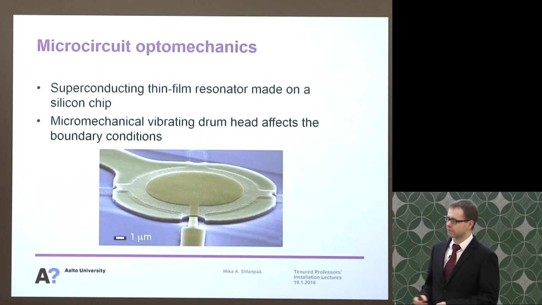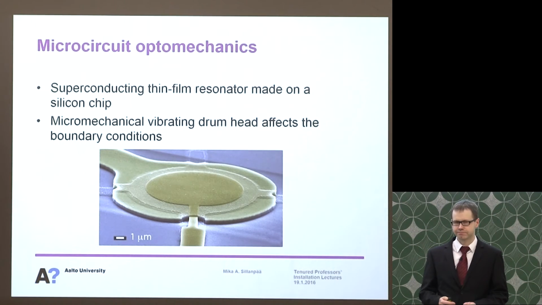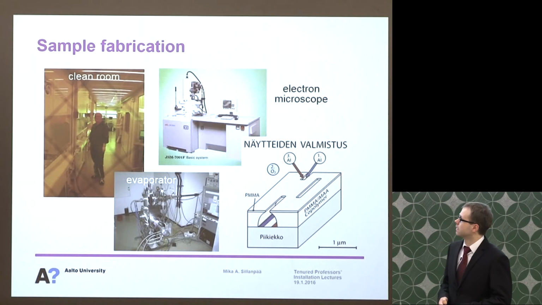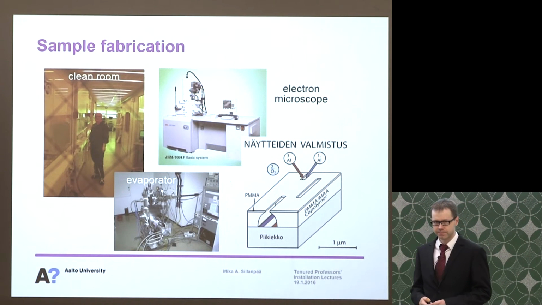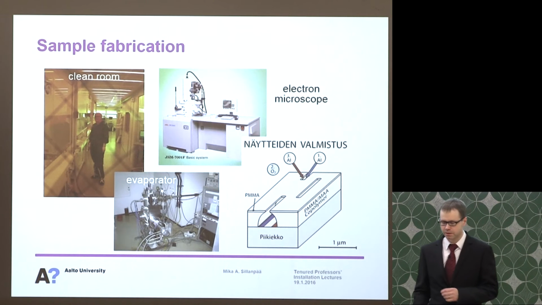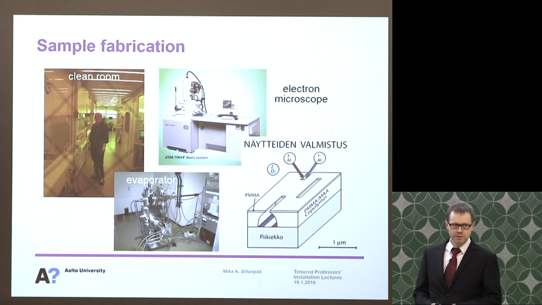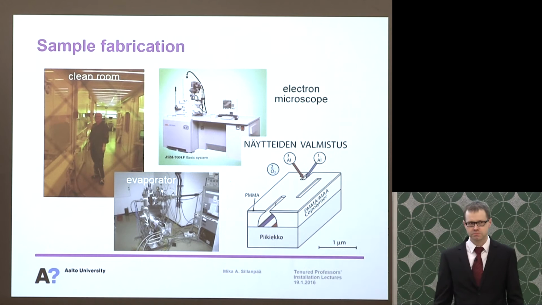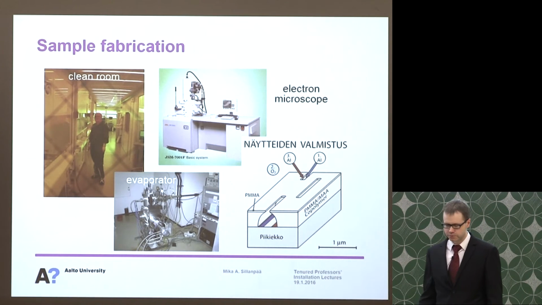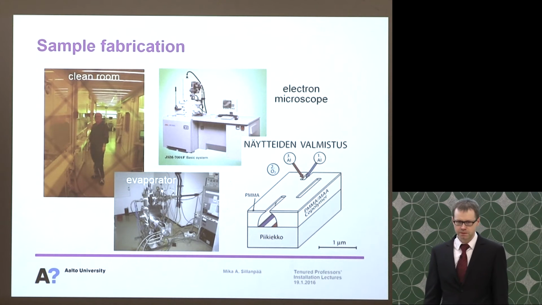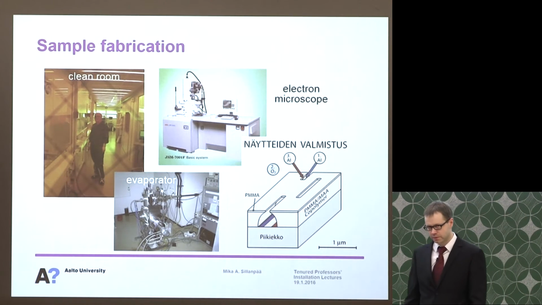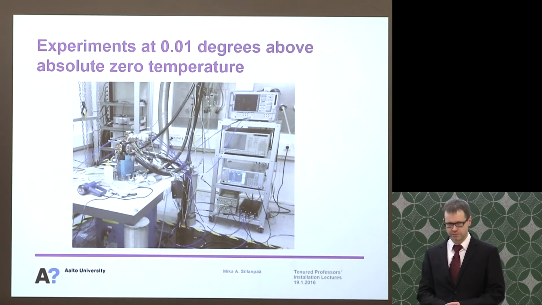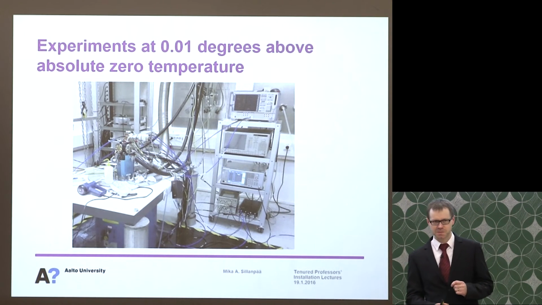And now we are claiming we can see in this motion of these drums these somewhat macroscopic Schrödinger cat effects. And we make these samples here in Micronova mostly. Micronova is the Aalto nanofabrication facility which has very nice equipment, electron microscopes, evaporators, and so on. Techniques we use here are quite similar to those used for microfabrication of microprocessors, for example. And then we measure them almost at the temperature of absolute zero.